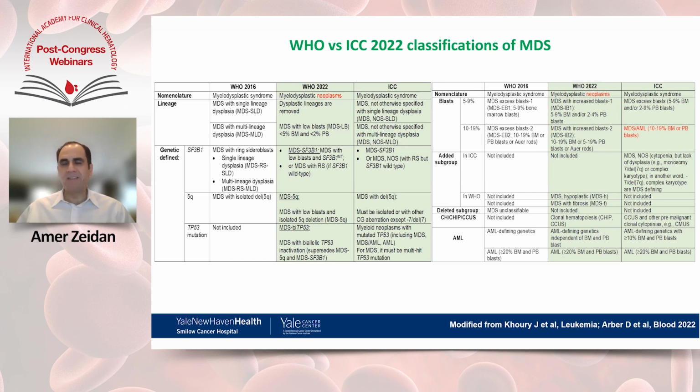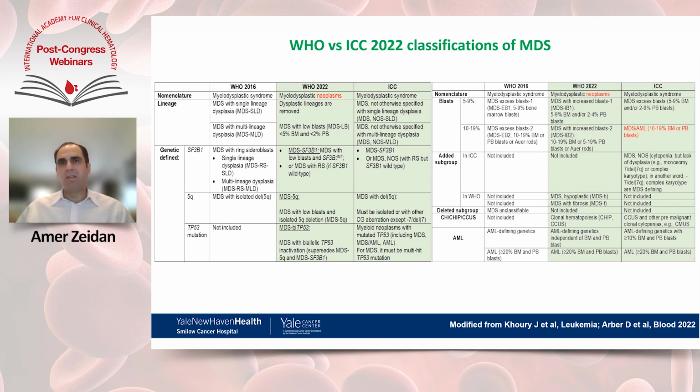This is called now MDS/AML, while the WHO 2022 still referred to this as MDS with increased blasts. So it used to be excess blasts, now it's called increased blasts, 10 to 19%. And lastly, the WHO included two categories that were not previously included, which is hypoplastic MDS and MDS with fibrosis. Because of the recognition of the worse outcomes with MDS with fibrosis and the distinct natural history and potentially different management for hypoplastic MDS. However, those entities were not included in the ICC.